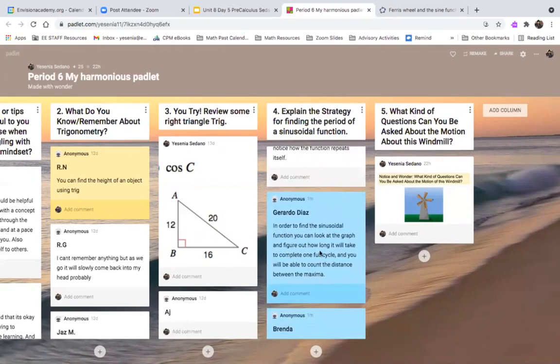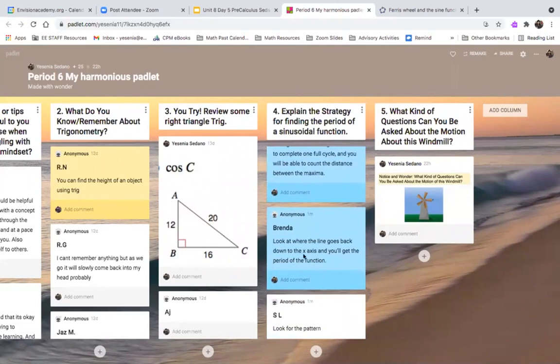One of them I found as a common theme is you look at your graph and figure out how long it takes to complete one full cycle. And there's a mention about counting the distance between the maxima, which is that shortcut I showed you.